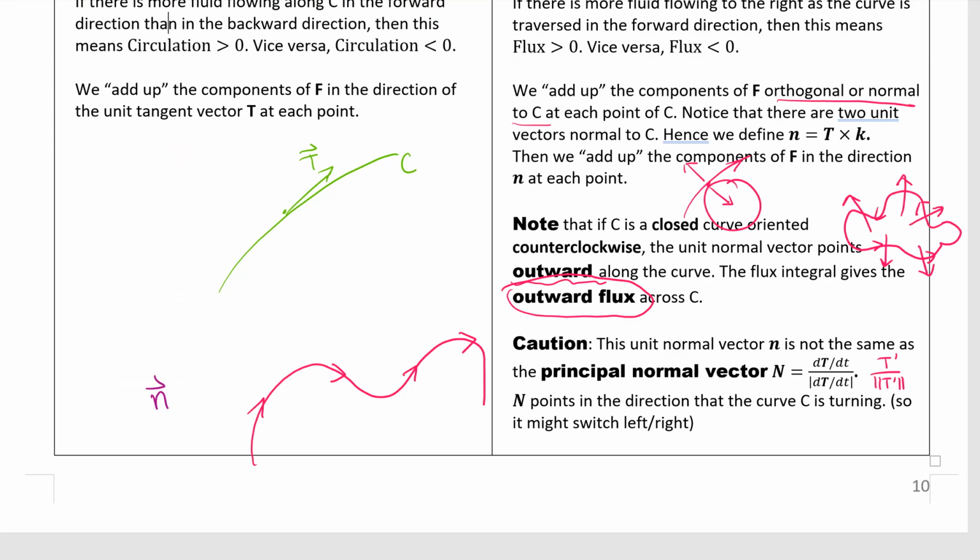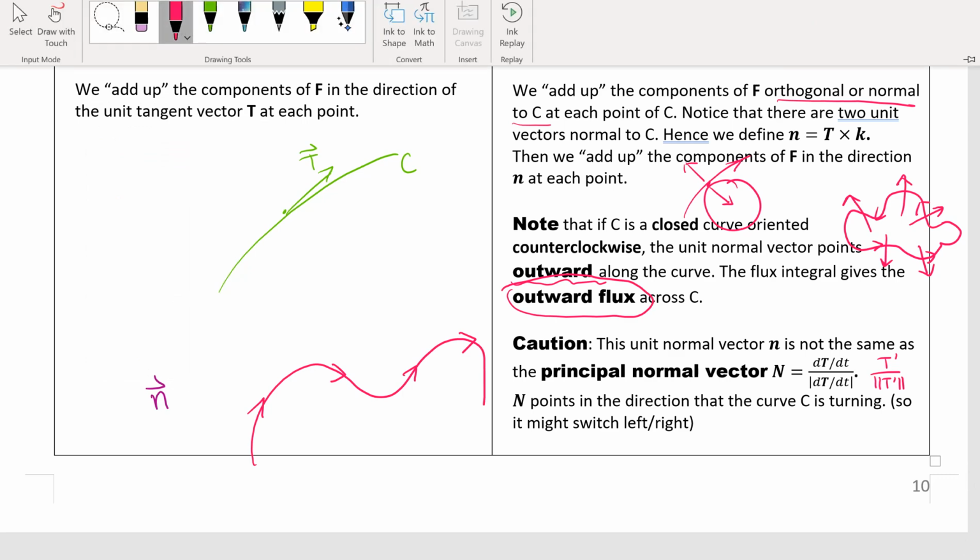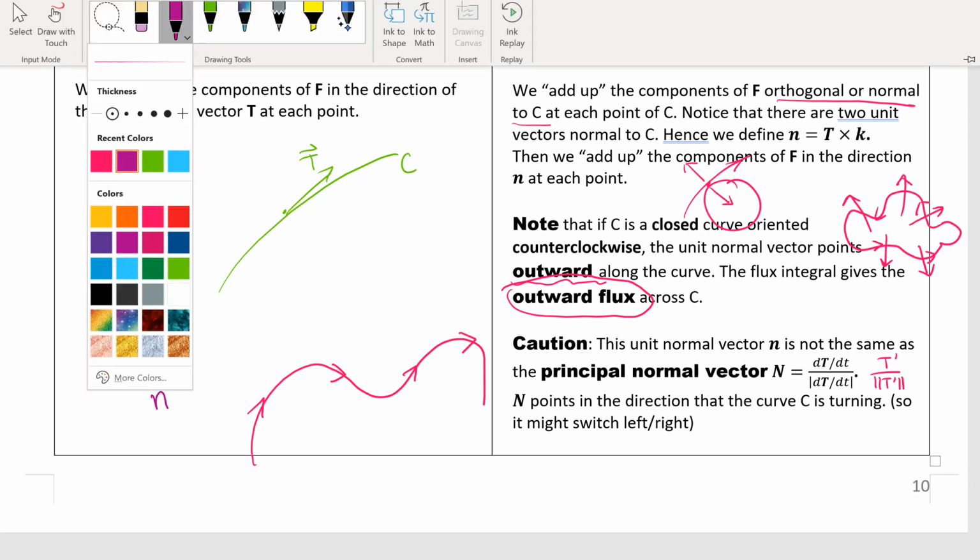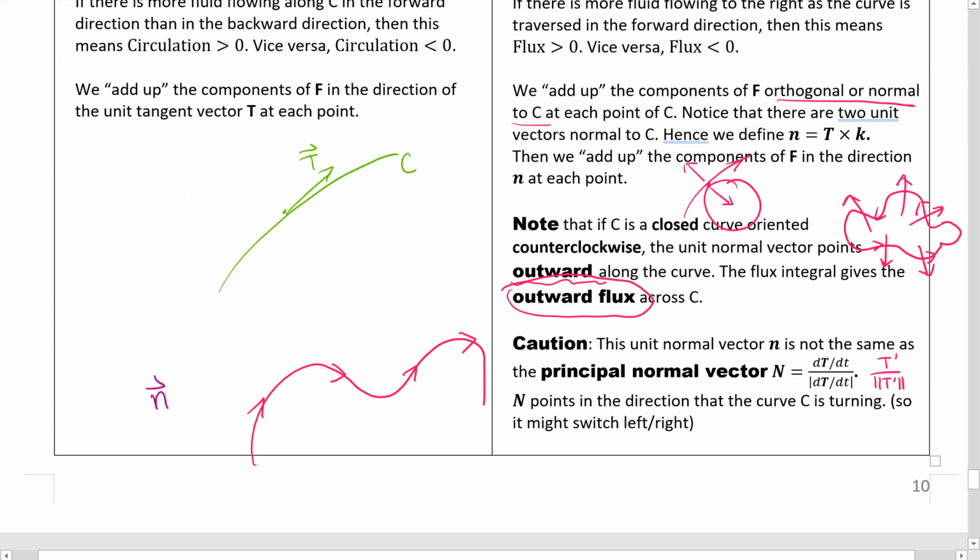Then what is the direction of our small n? It is the unit normal vector that we define, it is t cos k. So it's always from the left to the right. Here we get this guy, this guy, this guy, this guy, and this guy. Always from the left to the right.